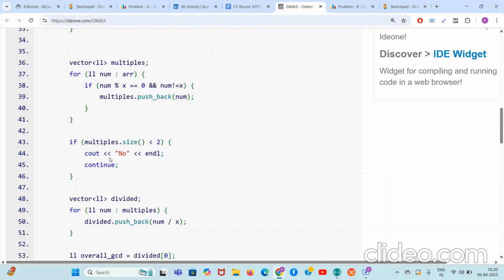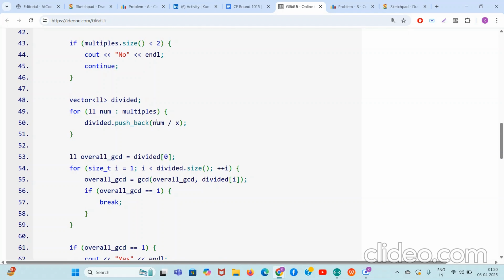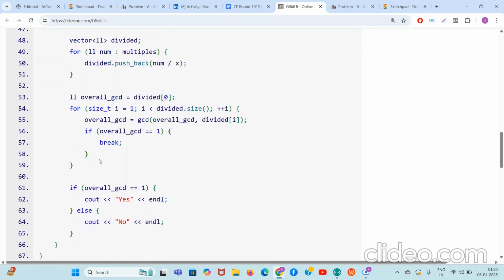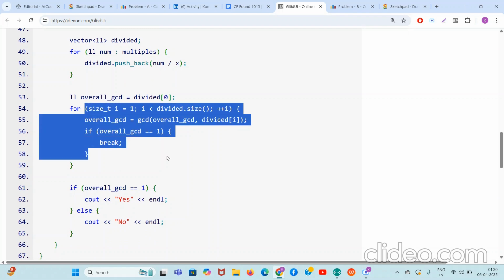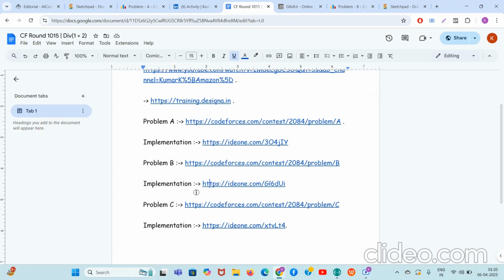If the size is less than 2, obviously no, because you need more than one number to find a GCD pair. Then you divide all those numbers by x. Then check whether these final numbers, all divided by x, have GCD as 1. If yes, then yes, else no. Done. Now problem C is very interesting.